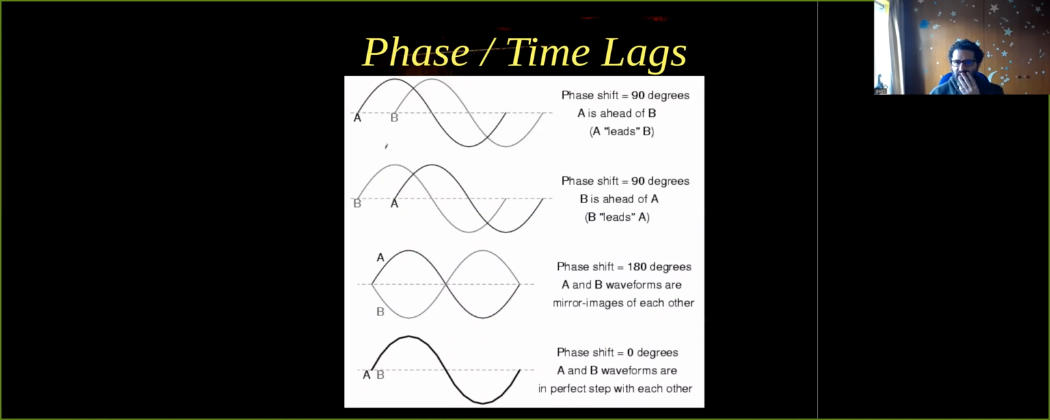This is, for example, a different example. So this is a phase shift of 90 degrees, where A is ahead of B. And this is the same, but now B is ahead of A. So this is an important thing to take into account. This example shows you a phase shift of 180 degrees. So basically, they are mirror images of each other, if you think about it. And the important thing where there is no change is where A and B are on top of each other, and you say there is a phase shift of 0.